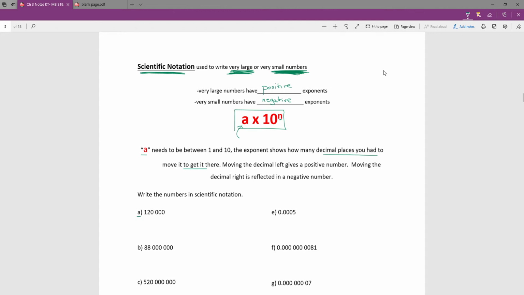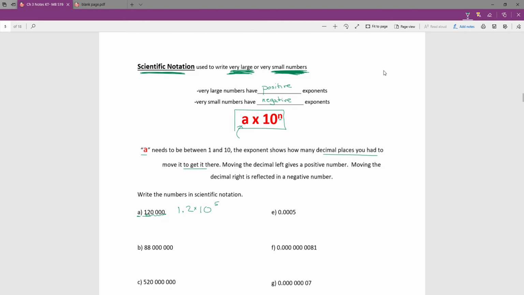So the example for A is 120,000, which is a fairly large number. If I wanted to write that in scientific notation, I would write it out as 1.2, because that makes my digits between 1 and 10. And in order to get the decimal from where it was to where it is in the 1.2, I had to move it 1, 2, 3, 4, 5 places. So that would be times 10 to the positive 5, because I'm representing a very large number.